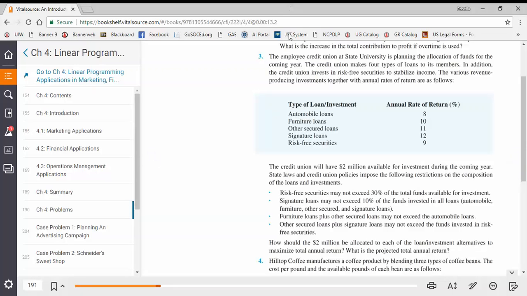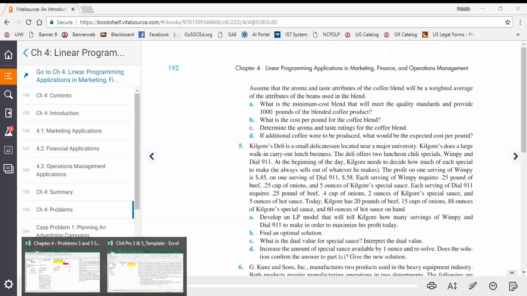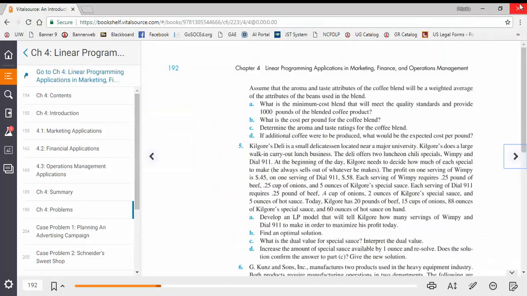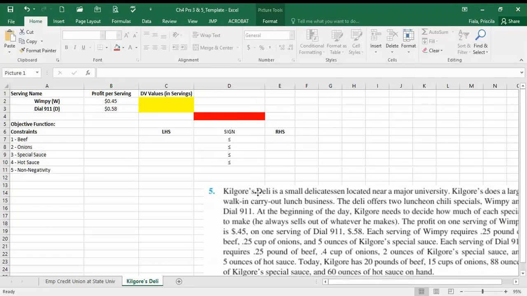And now I'm going to go over problem 5, and we're gonna be putting on the template, which I have right here. I have put the problem over here, so I'm gonna be closing the book, and I made the template.